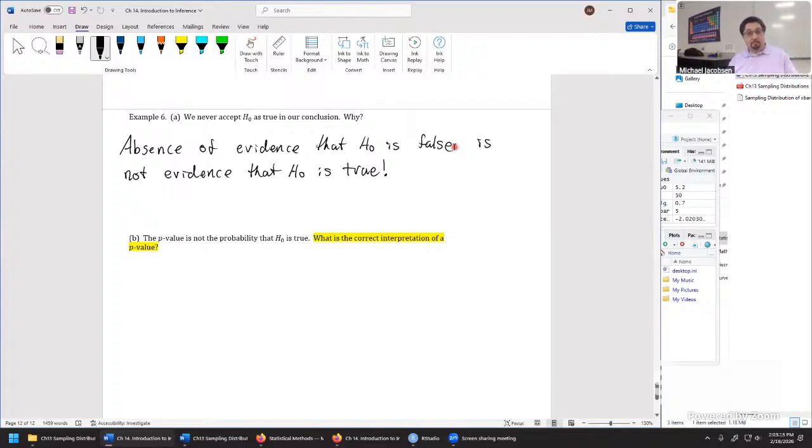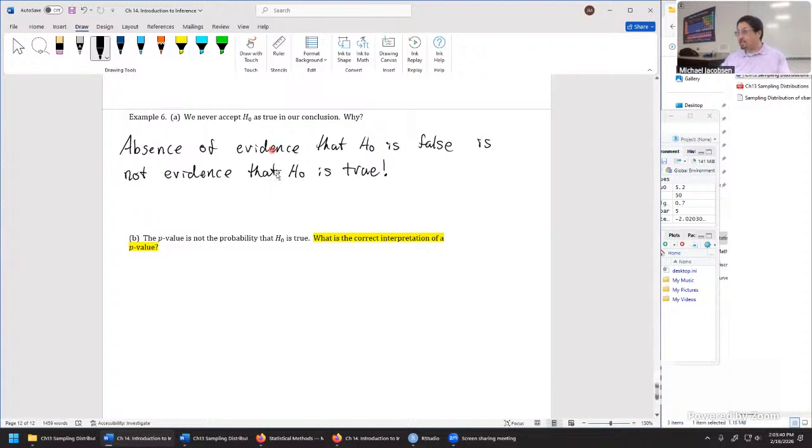It might simply mean the sample size was too small. Or maybe just by a fluke of random sampling, we got a weird sample, a 1 in a million kind of sample, and a rare event happened. But the null hypothesis is still patently false. We would have to replicate the study maybe 3, 4, 5 times before we really see it. So absence of evidence against H naught will never count as evidence that H naught is true.